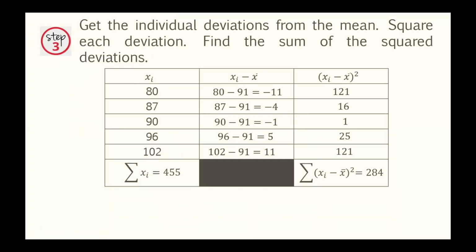Step number 3 is to get the individual deviations from the mean, square each deviation, and sum the squared deviations.